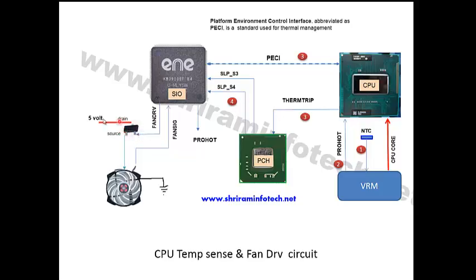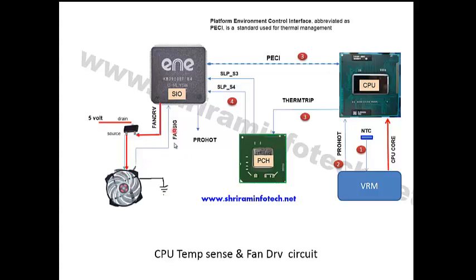Here is one MOSFET, an N-channel MOSFET, and the drain is connected to the 5 volt, and the source is connected to the fan. When the CPU gets hot, at that time the SIO drives this fan drive signal to this MOSFET gate, and then this 5 volt gets triggered, and this 5 volt comes to the source, and the fan starts rotating and cools down the CPU.